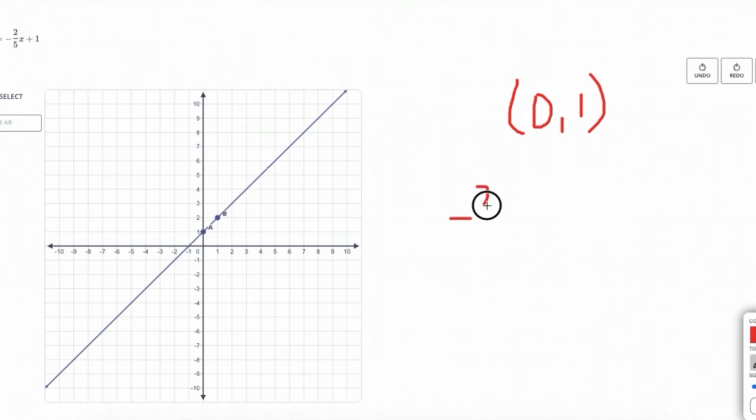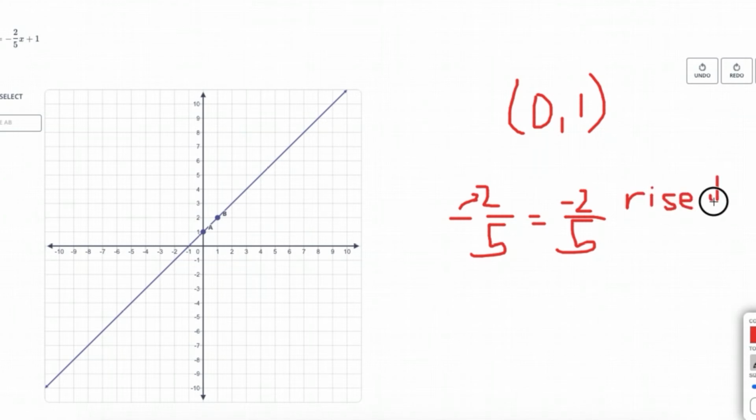My slope is -2/5. So what do I do when I have a negative slope? I just take that negative and I attach it to the top. So this is going to become -2 over 5. And so my rise is -2. Now my rise is negative, so that means I'm going to go down 2. And my run is 5, right? Rise over run. I'm going to go to the right 5. Okay, so right now I'm going to go down 2 and right 5.